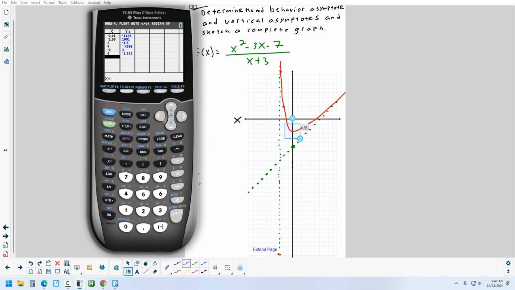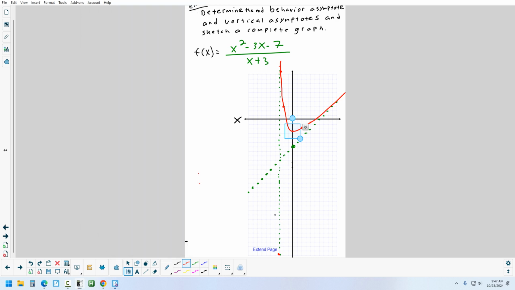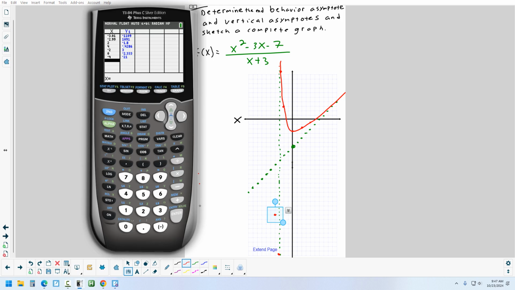-4. Yeah, let's try -4. I'm at -21. So I count over and down to 21. Yep. Okay, so I got that one. What would be another good x value?